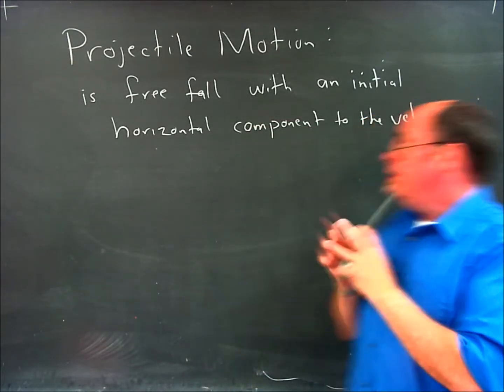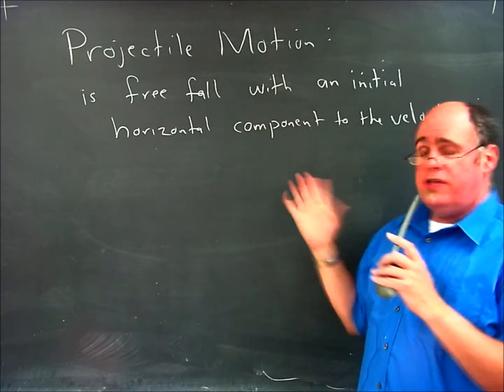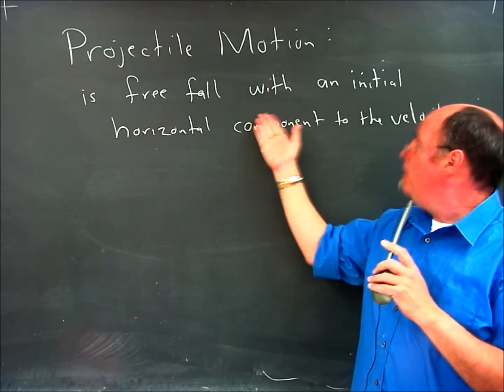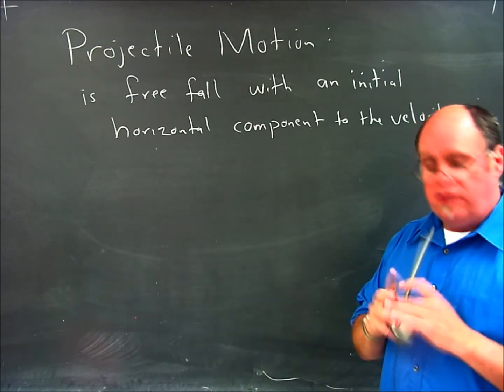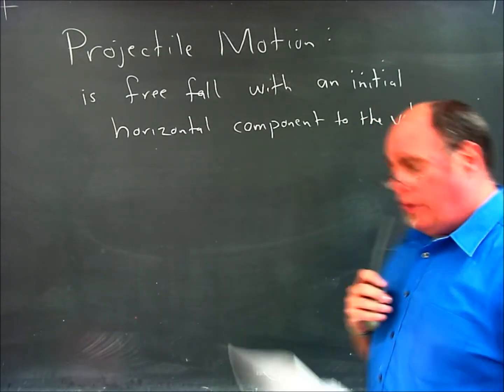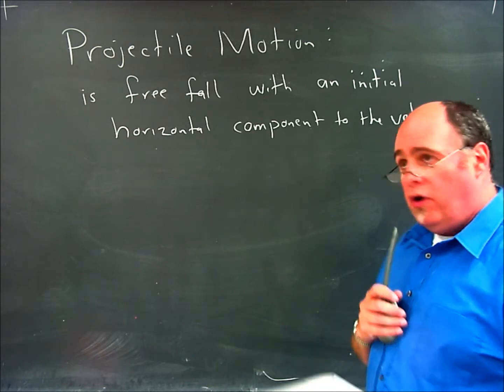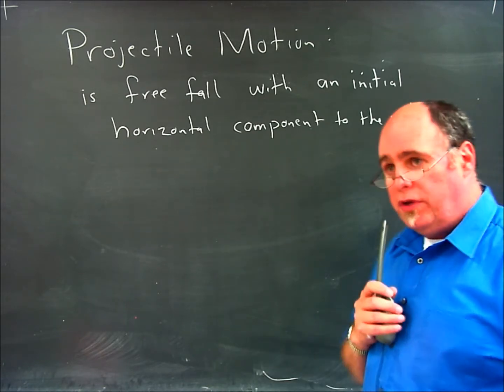When I say projectile motion, what we're talking about is basically free fall with an initial horizontal component to the initial velocity. So the way we're going to do these problems is we're going to keep all of the x components and all of the y components separate.